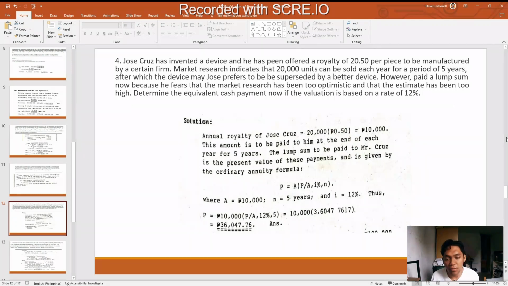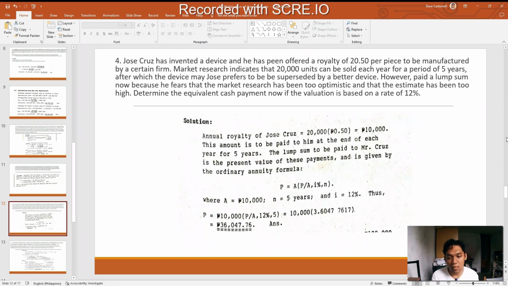So the same formula will be used. P, present worth, is equal to A times the functional notation of the equal payment series present worth amount, or P over A, I interest rate, N, where A is equal to 10,000, which is the payment to be made to Mr. Jose Cruz at the end of each year, N is the number of years, which is 5 years, and I, the interest rate, is 12%.